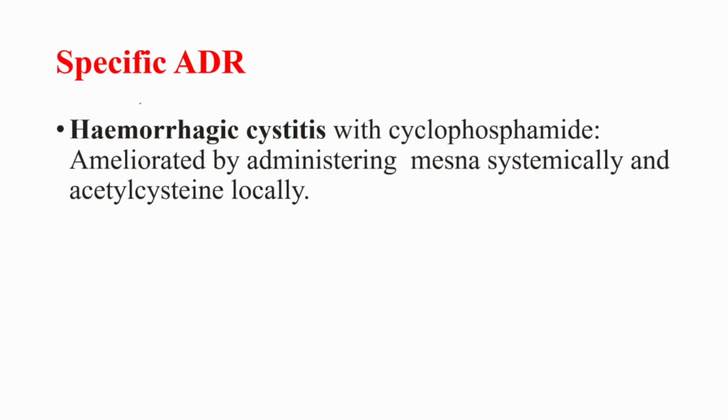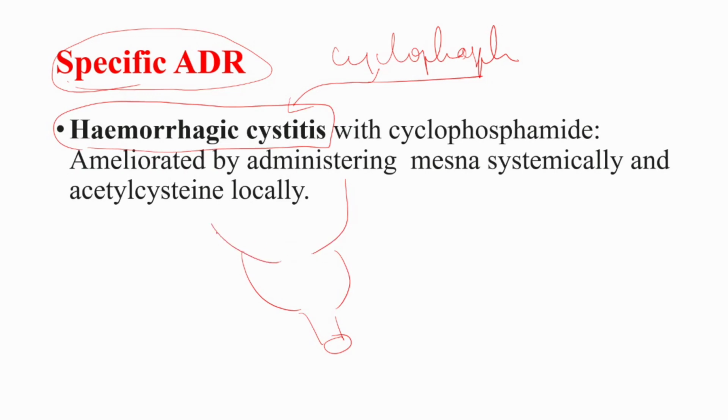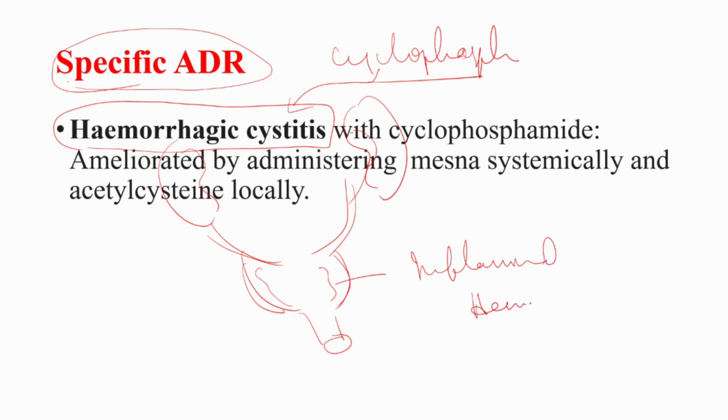Now, if you see the specific adverse drug reaction of cyclophosphamide, I already explained. Cyclophosphamide specifically causes hemorrhagic cystitis. Just imagine this is a bladder, this is the ureter, and here we have the kidneys. This bladder will be inflamed. Inflammation of the bladder. Actually, this inflammation is hemorrhagic.